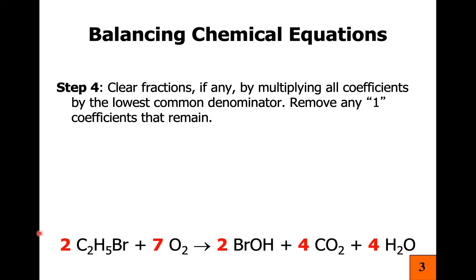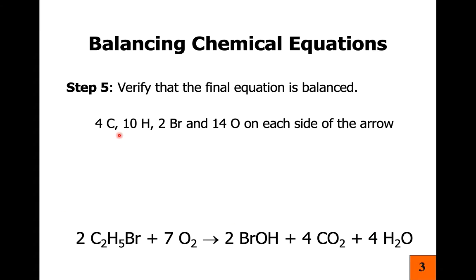So we multiply all the species through by 2, and that gives us this final equation that's 2 to 7 to 2 to 4 to 4. And then if we go through and check each side, there's 4 carbons on each side, there's 10 hydrogens on each side, there's 2 bromines on each side, and there's 14 oxygens on each side of the reaction now.